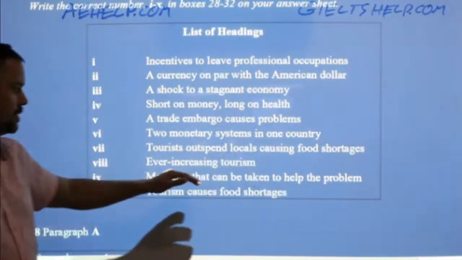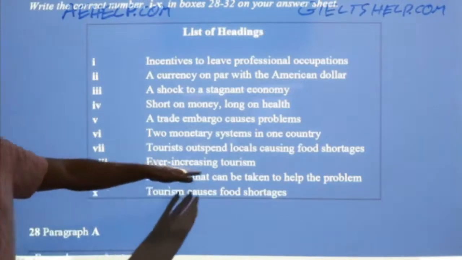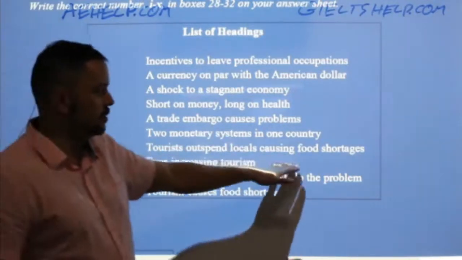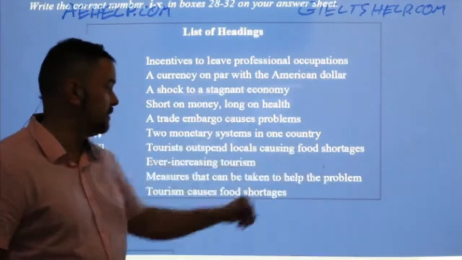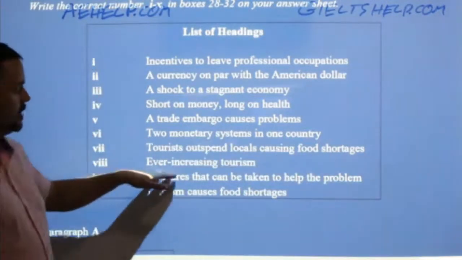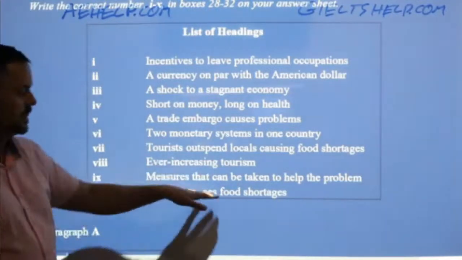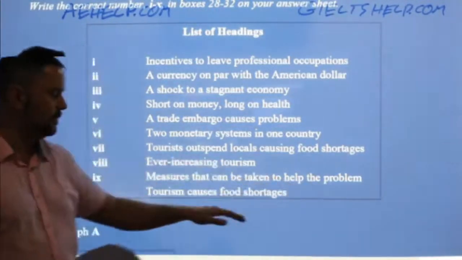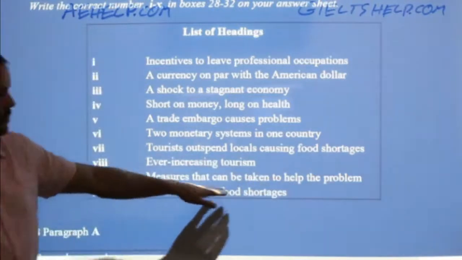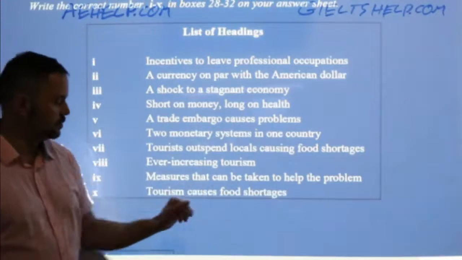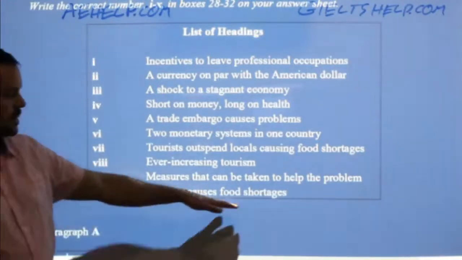tourists outspend locals, causing food shortages. Tourists spend more money than the indigenous people or the local citizens creating not enough food. Ever increasing tourism, continuously increasing tourism, measures that can be taken to help the problem, ways to solve the situation. Tourism causes food shortages, so tourism creates not enough food.